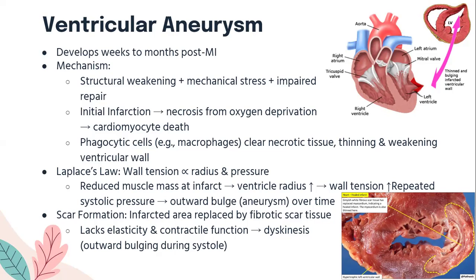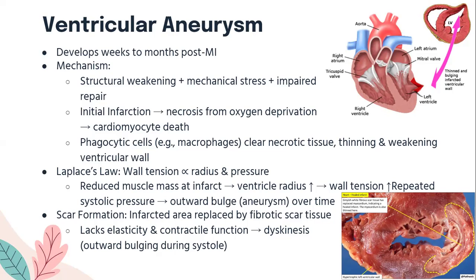Let's look at Laplace's law. According to Laplace's law, wall tension in a spherical structure like the heart is directly proportional to the radius and pressure. So with a loss of muscle mass at the infarcted site, the ventricular radius increases to compensate, and this expansion heightens wall tension in the weakened area. So basically, as the heart pumps, systolic pressure causes stretching in the non-contractile area of the infarct. Over time, this repeated stretching results in a localized outward bulge known as an aneurysm.